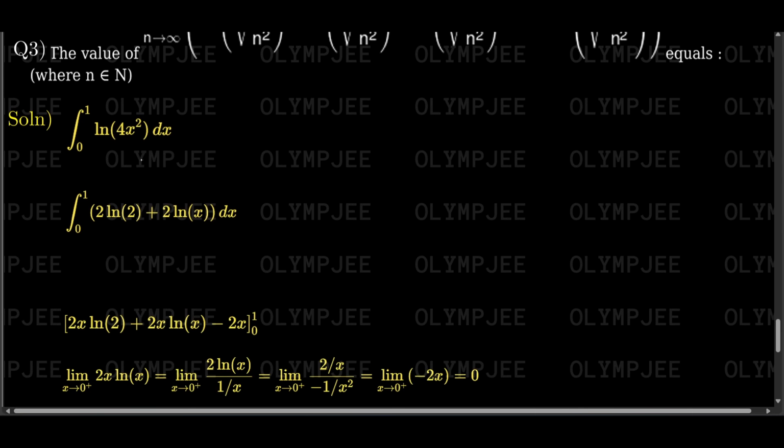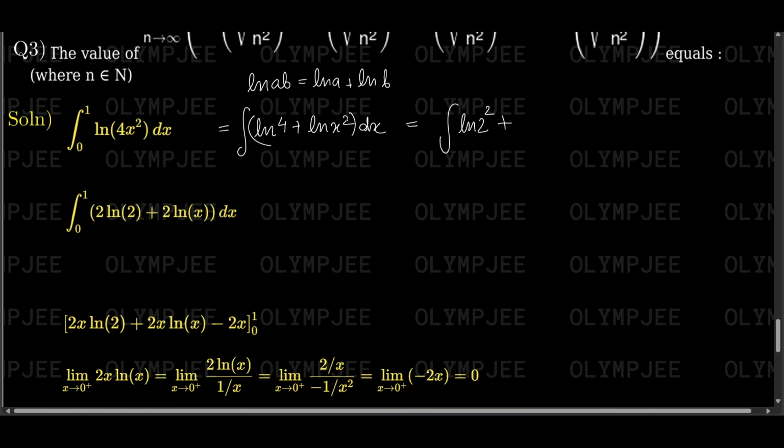So this can be written as ln of 4 plus ln of x square. This is a property of log, that ln ab can be written as ln a plus ln b. And this can be written as ln of 2 raised to power 2 plus the exponent can come down here. So finally, after simplifying, we will get this, and now we need to solve this. So how will we solve this? 2 ln of 2 is a constant, so this will simply get an x multiplied with it, plus, we need to solve this by using by parts.